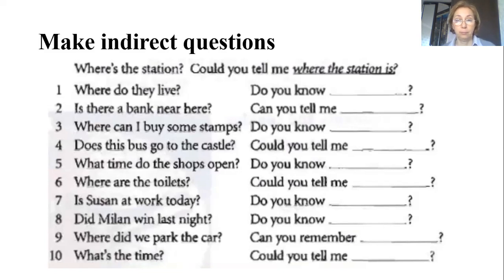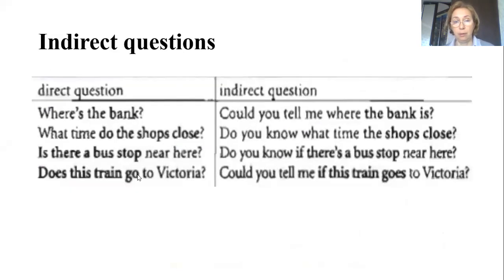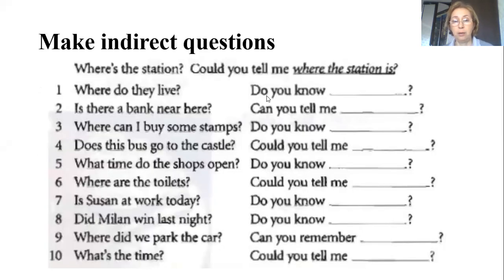Where do they live? That will be, could you tell me where do they live? First of all, this is do you know? Yes, we start the question with do you know? Then, when we change the question to indirect, we do not use do. Like on the previous slide, no do. Do you know what time the shops close? And here, do you know where they live? Exactly, right. Do you know where they live? No do. Yeah, good.